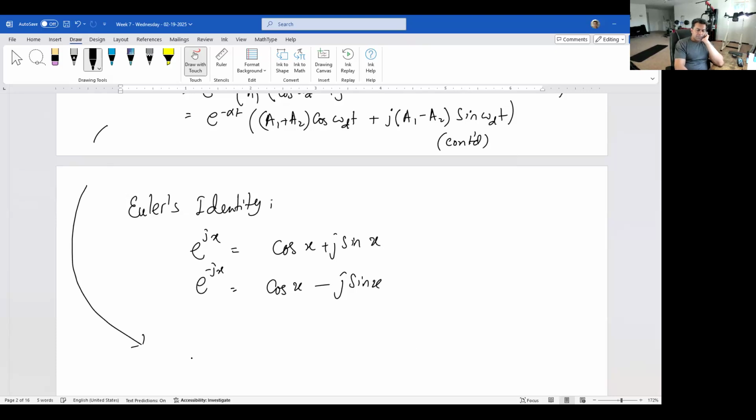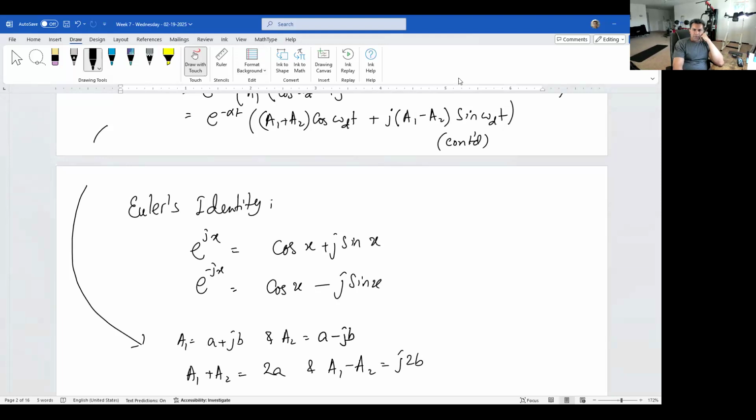If A1 and A2 are complex conjugates of each other, let's say A1 is A plus jB and A2 is A minus jB, then A1 plus A2 will simply be 2A, and A1 minus A2 will simply be what? j2B. So when you take A1 plus A2, that's going to be a real number.